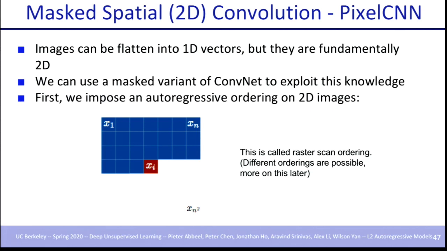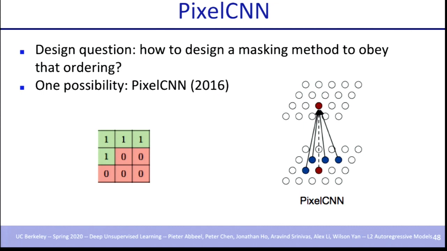That's called raster scan ordering, like line by line going down. How do you do it? You can effectively have a mask that looks like this. If you have a 3x3 filter and it looks like that, what does it mean? If you run this filter over your image, what can any given pixel see? Where do the results come from?